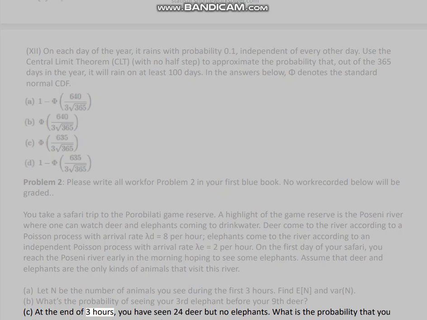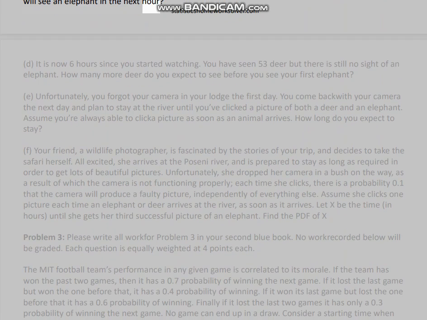C. At the end of 3 hours, you have seen 24 deer but no elephants. What is the probability that you will see an elephant in the next hour?